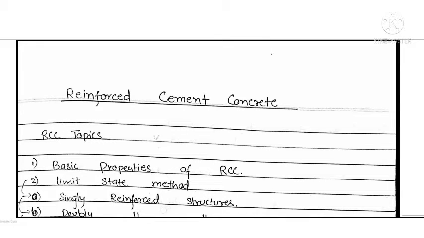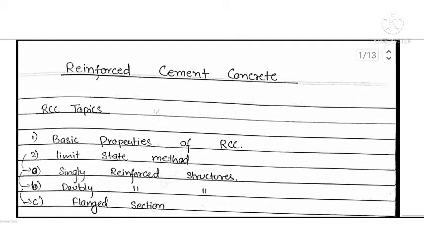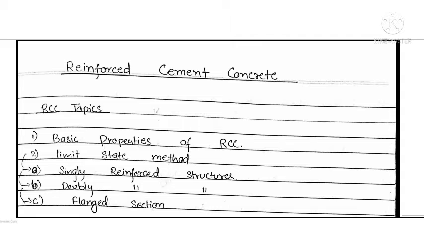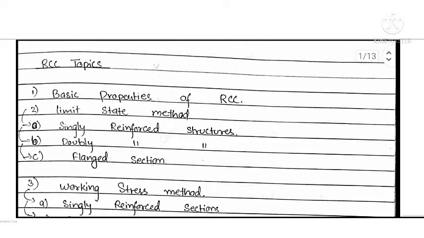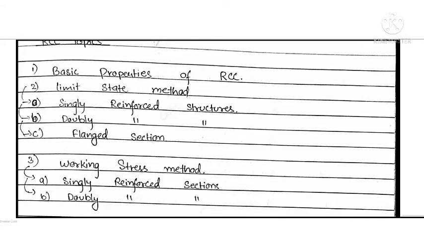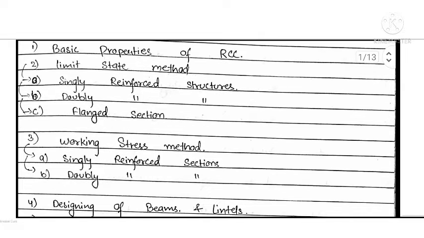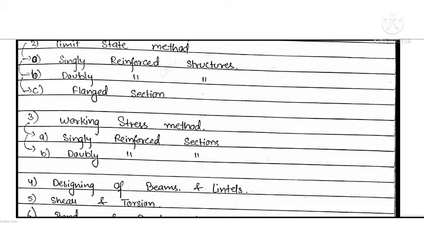Hello everyone. Today we will start talking about reinforced cement concrete. Let's see what the topics in this subject are. First one is basic properties of RCC. Second one is limit state method, which consists of three subtopics, that is singly reinforced structures, doubly reinforced structures and flanged sections. Third one is working stress method, which consists of subtopics like singly reinforced sections and doubly reinforced sections.